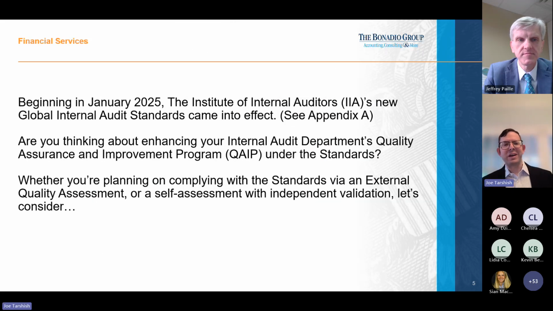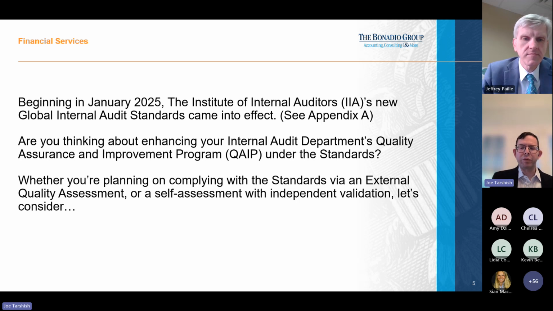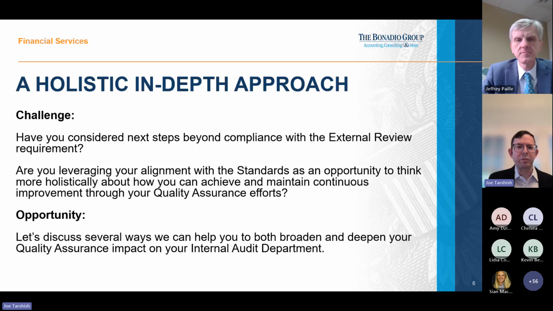So, jumping right in: in January of this year, the IIA released the new Global Internal Audit Standards. I'm sorry, they were released last year. They came into effect this year. So there was a one-year period between the release and the effective date of January of this year. A couple of things you may be thinking about under the standards: a big impact is in terms of quality assurance and improvement, which is an important area that we're going to talk about. And also, whether you're planning on complying with the standards through an external quality assessment or self-assessment with independent validation, we'll have some thoughts to consider as you're going through that decision process.